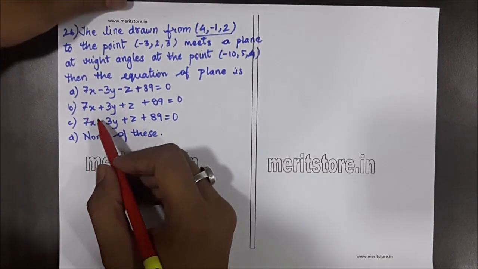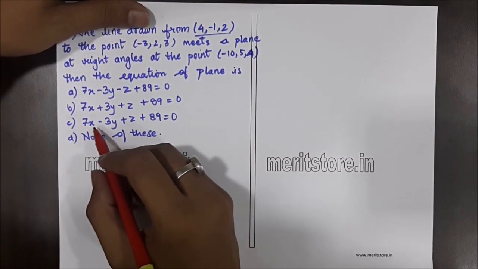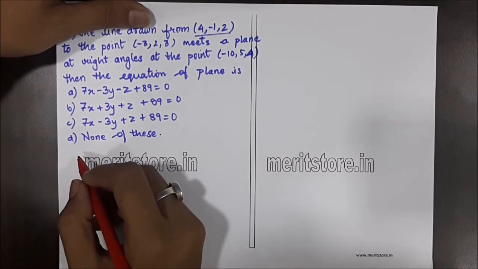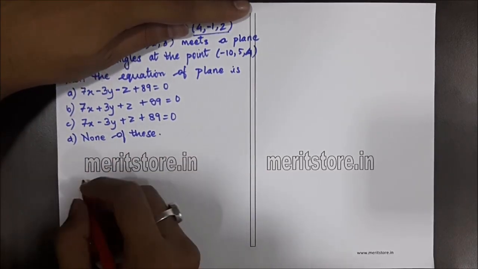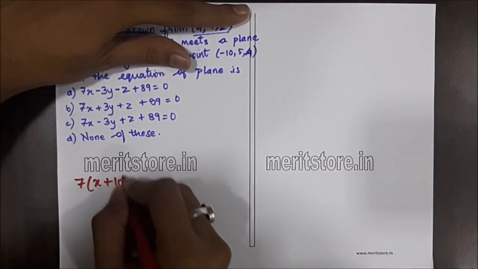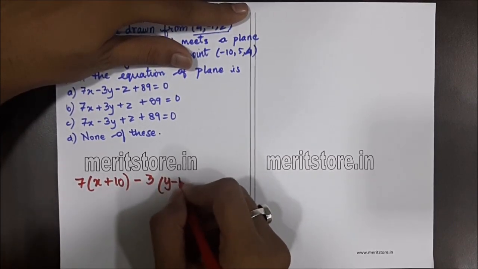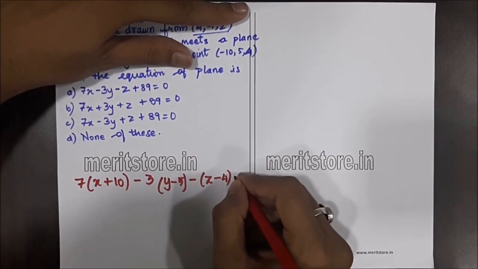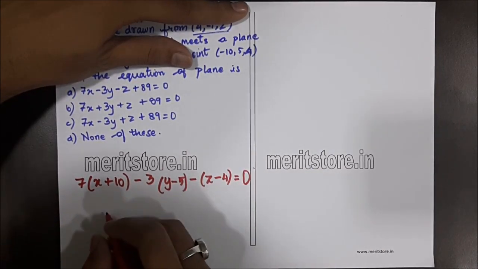Option B, 7x + 3y + z + 89 = 0. Option C, 7x - 3y + z + 89 = 0. Option D, none of these. So the required plane is 7(x + 10) - 3(y - 5) - (z - 4) = 0.